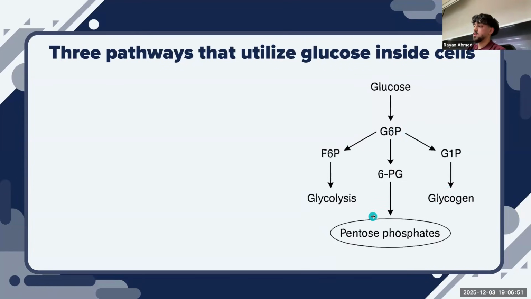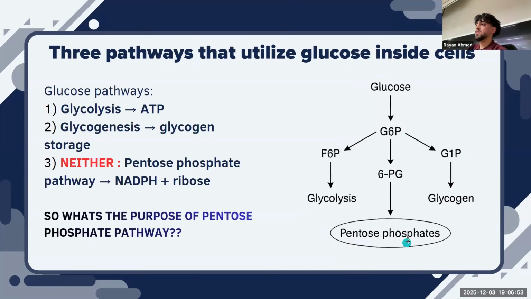We also have another pathway, which is the pentose phosphate pathway, which does not use ATP or gain ATP. It doesn't have anything to do with ATP. In glycolysis, the main purpose is to produce ATP, and in glycogenesis, we have glycogen storage. Again, it uses ATP to produce glycogen storage. And when we don't want to use any ATP, we have the pentose phosphate pathway. So what's the purpose of the pentose phosphate pathway? There are two main purposes, and that's it.